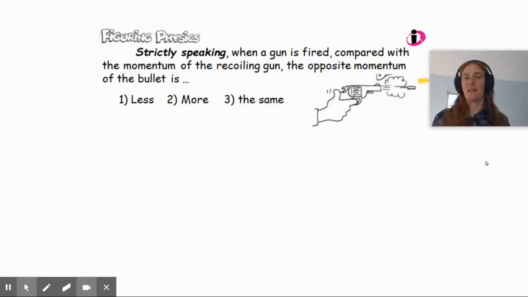So, strictly speaking, when a gun is fired, compared with the momentum of the recoiling gun, the opposite momentum of the bullet is it less, more, or the same? Think about it.